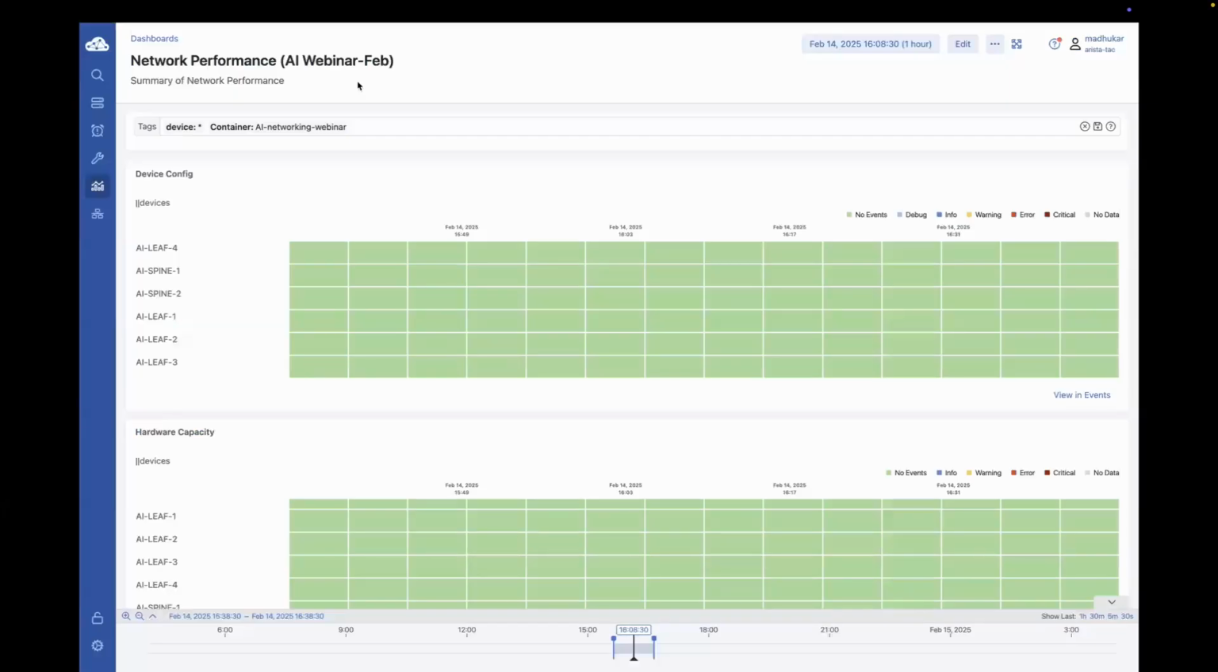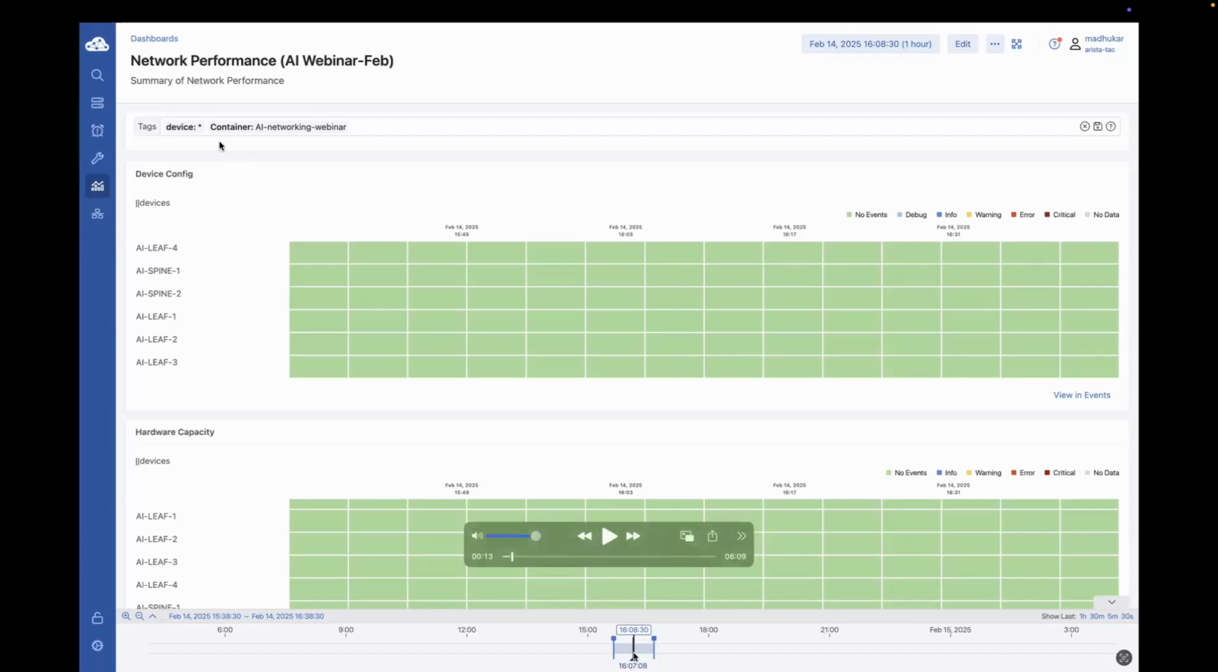Now, we are going to use a custom dashboard built on CloudVision, and this custom dashboard covers all the key events which are important to check in any AI network. For this troubleshooting, I have also adjusted the timeline of this dashboard in a way that it covers the issue timeline mentioned by the customer. And we are filtering out the AI leafs and spines by using the container filter, as you can see on the screen in the tags section.